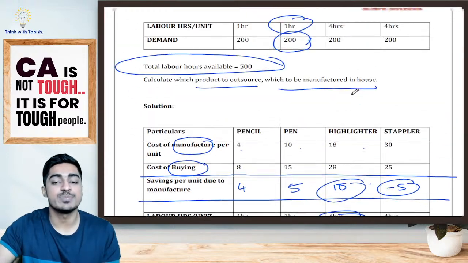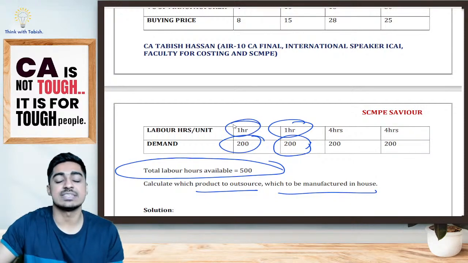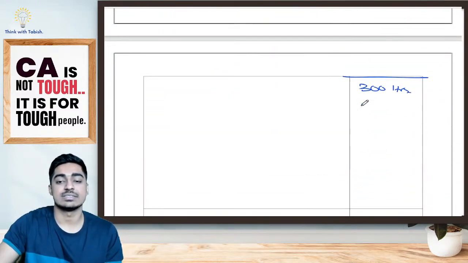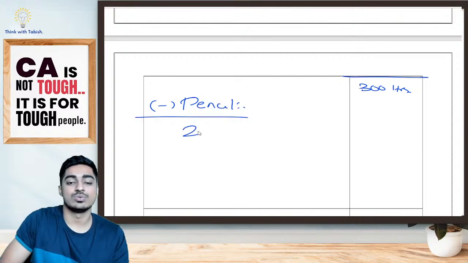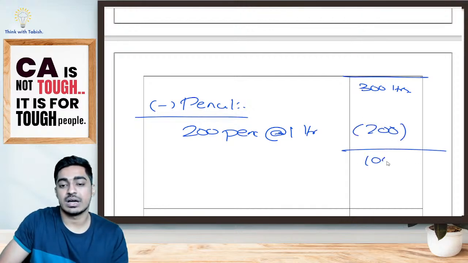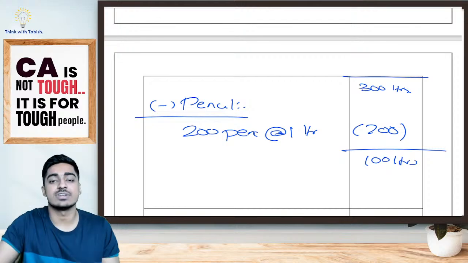Now pen we have produced. Next, let us produce pencil. 200 pencil is required. For every pencil, again 1 hour. So again minus. 200 pencil will be produced at the rate of 1 hour, will take 200 hours. So out of 500 hours, 400 hours we utilize, 100 hours is pending.